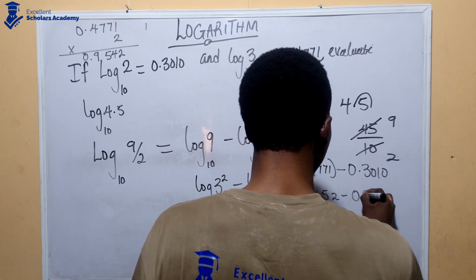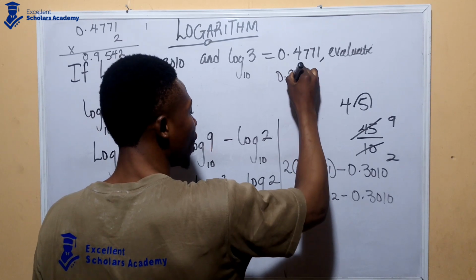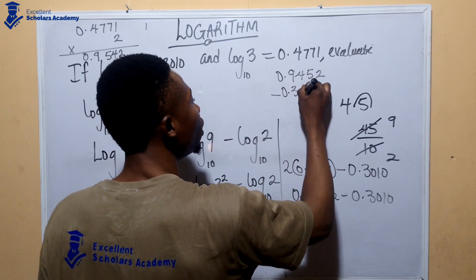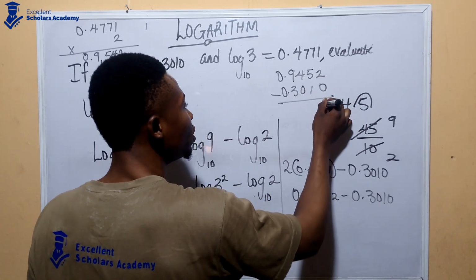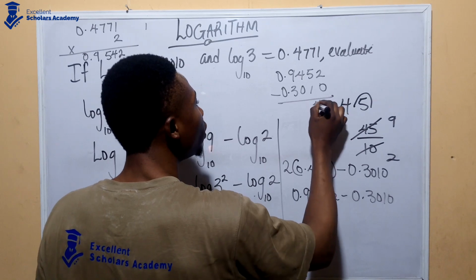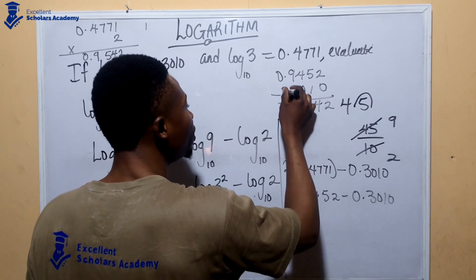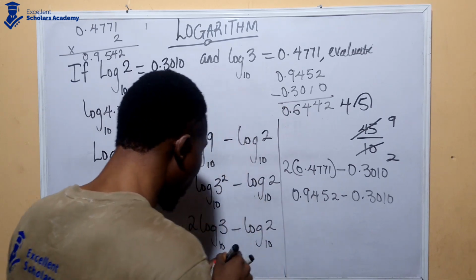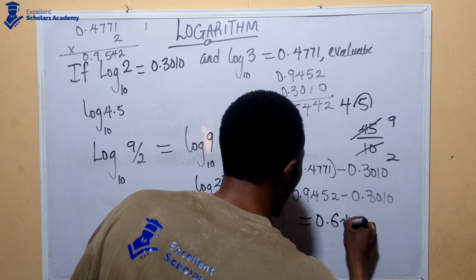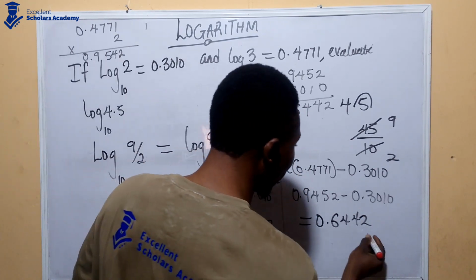0.9452 minus 0.3010. Now let's subtract that. Alright, so 2 minus 0 gives us 2. 5 minus 1 gives us 4. 4 minus 0 gives us 4. 9 minus 3 gives us 6. 0 minus 0, of course, gives us 0. So our answer is going to be 0.6442. 0.6442 is our answer.